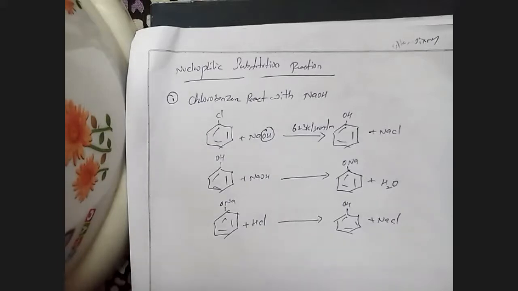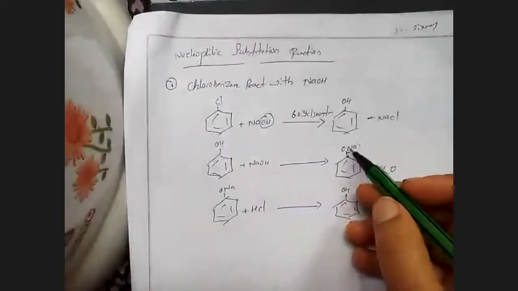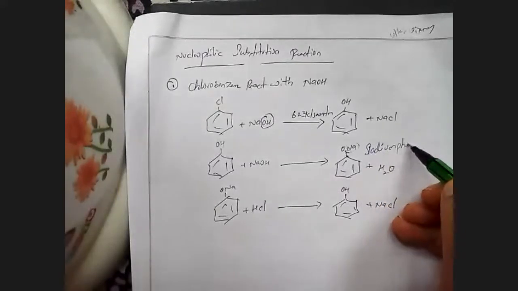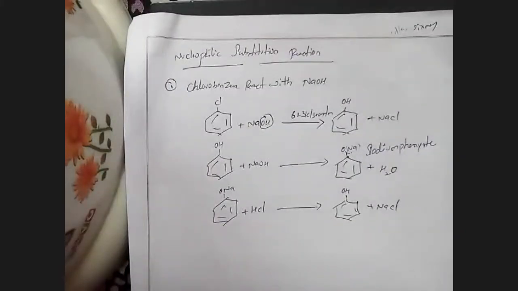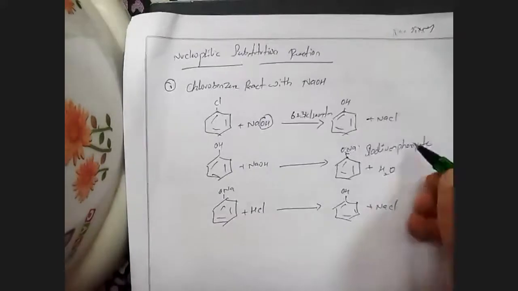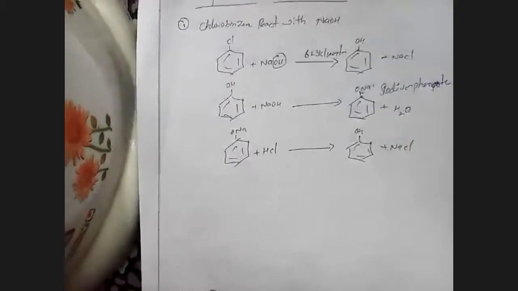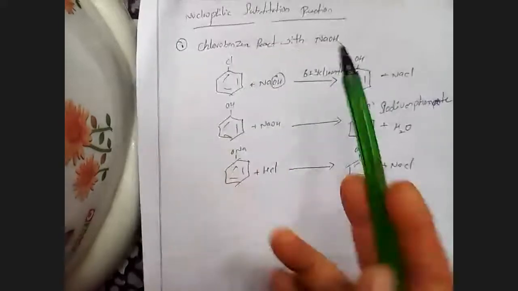It is called sodium phenate. It is phenol, so if phenol is attached to sodium, it becomes sodium phenate. Sodium phenate. Okay, this is how chlorobenzene reacts with sodium hydroxide.